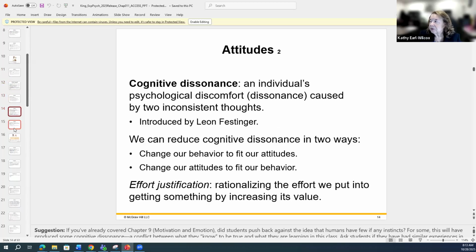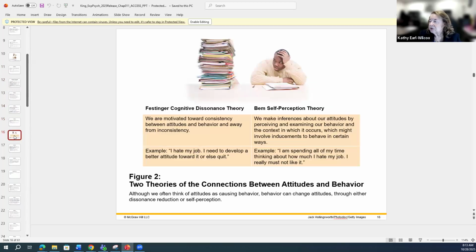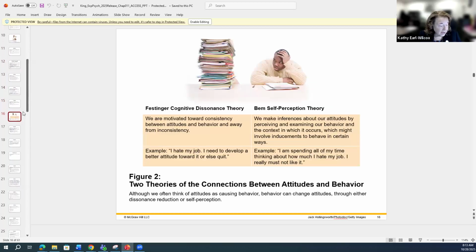So I'm going to skip down through some of these slides to look at slide 16 as we're exploring the difference between attitudes and behavior. Cognitive dissonance theory is very well outlined on page 415 of your book. And think of that: although we think of attitudes as causing behavior, behavior can change attitudes through dissonance reduction or self-perception. So cognitive dissonance is another concept introduced by Festinger.